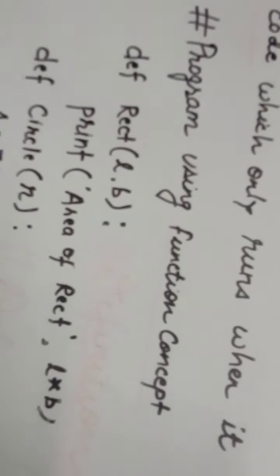Suppose at a time we need only one thing, either the area of the rectangle or the area of the circle. Then what will we do? We can apply the concept of function here. See the code, a simple code by using the function concept. And this is basically a user defined function.